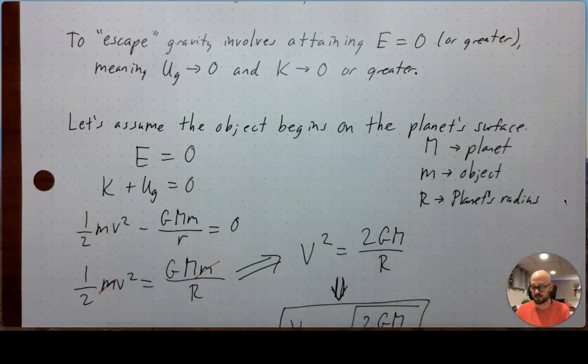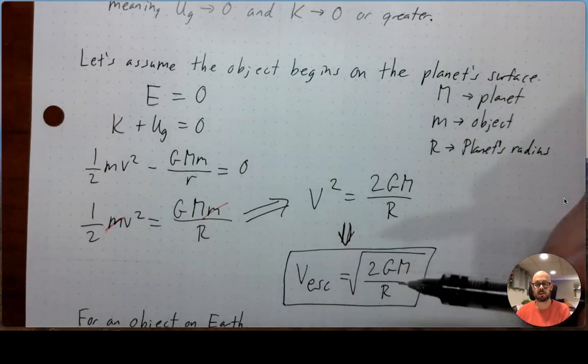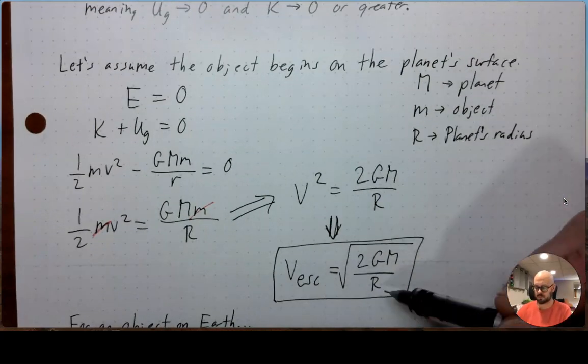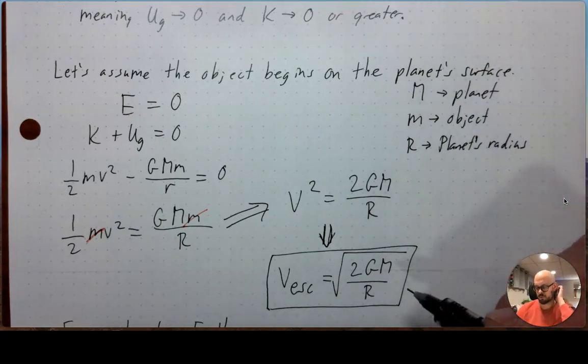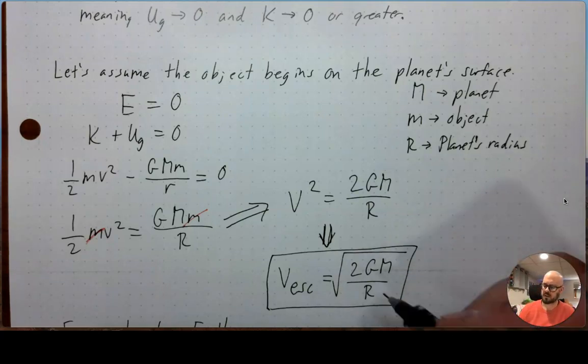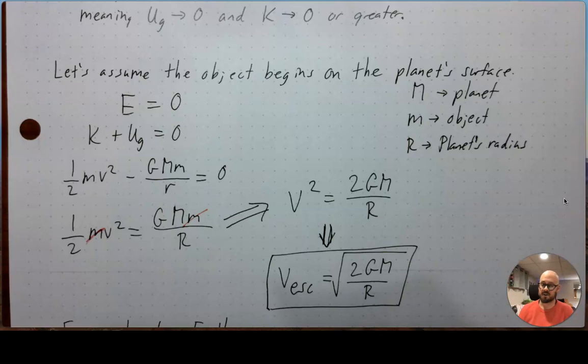Okay, so what does that mean? That means that the escape velocity depends on the dimensions of the planet, so the radius of the planet, as well as the mass of the planet. So the heavier the planet, the greater the escape velocity. On the other hand, the larger the planet, the smaller the escape velocity, implying that there's less density to that object. And so this is the equation we're going to use. This is not on the equation sheet.